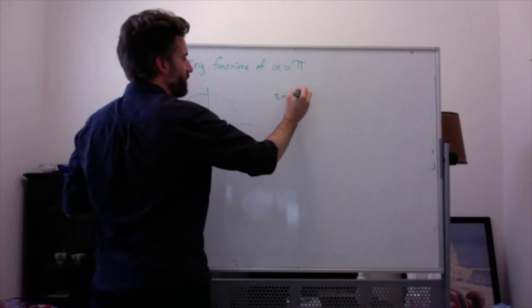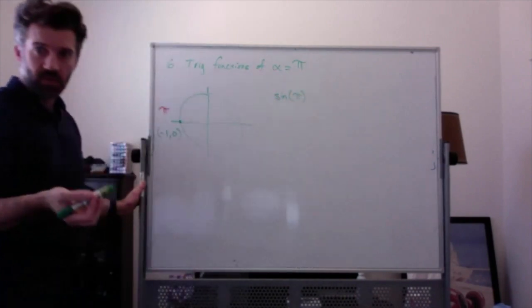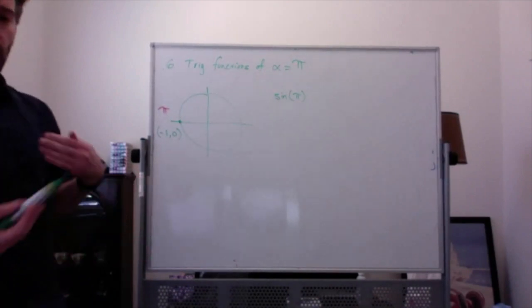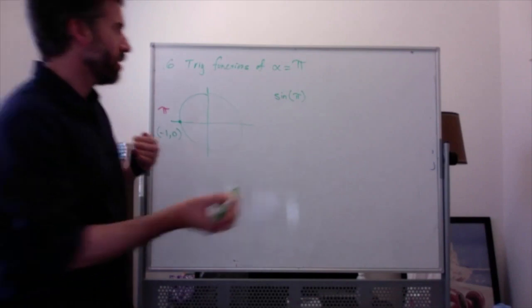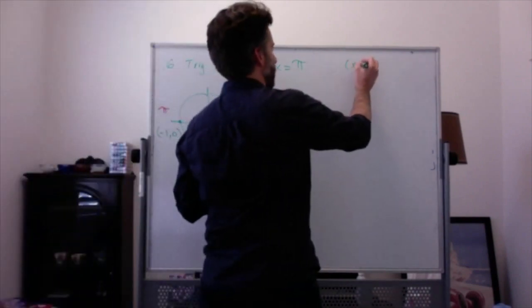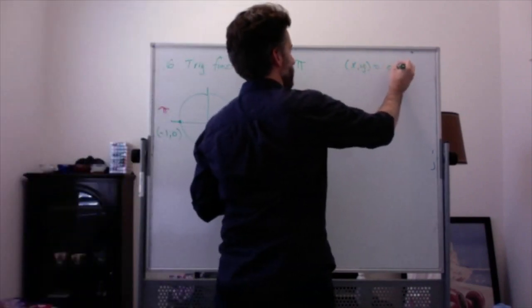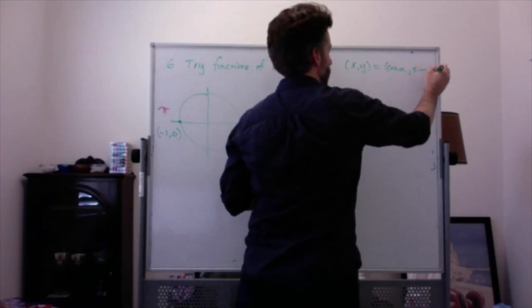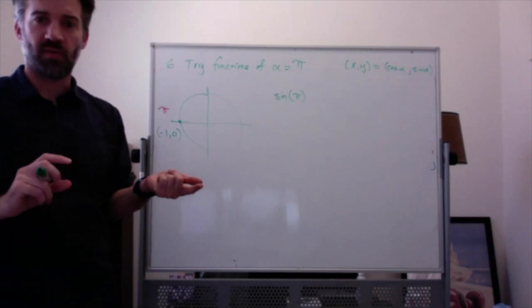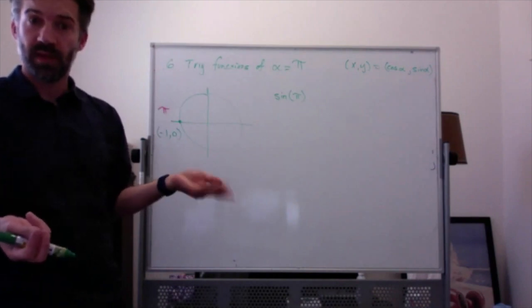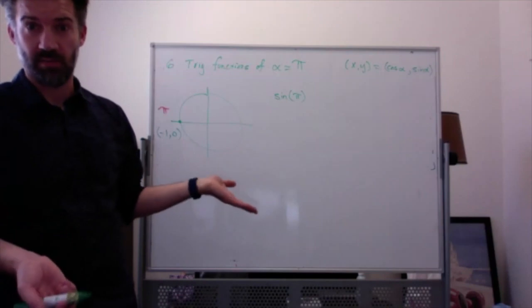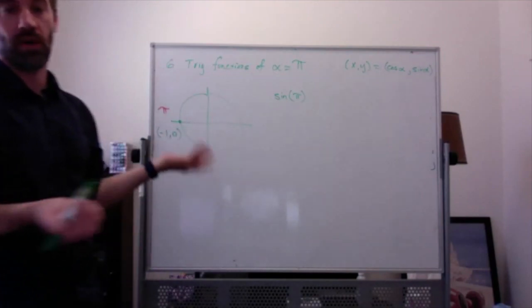Also, I've definitely seen people in the past get confused as to which one is sine and which one is cosine. So the way I remember it is, right, our point is x comma y, and that's cosine of alpha or theta or whatever, sine of alpha. The way I remember which one comes first is that they're alphabetical. X comes before y, cosine comes before sine, alphabetically. That's an easy way to remember which order they go in.